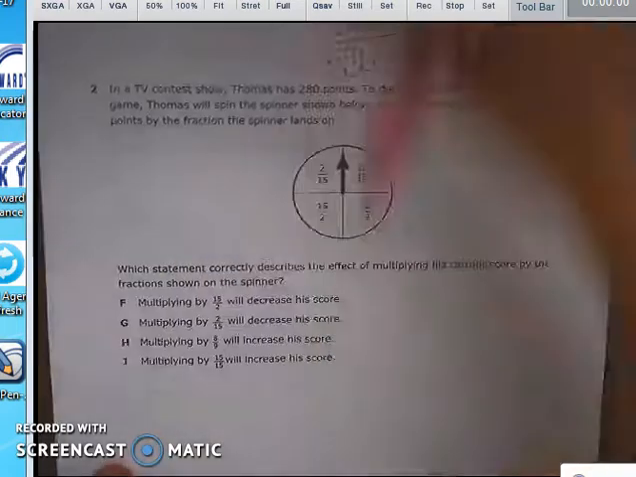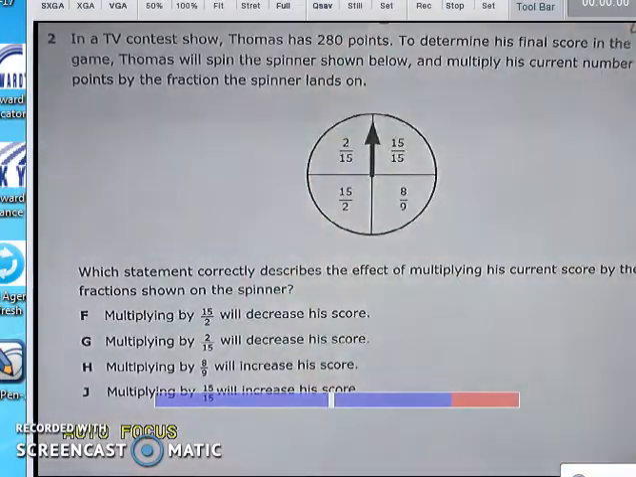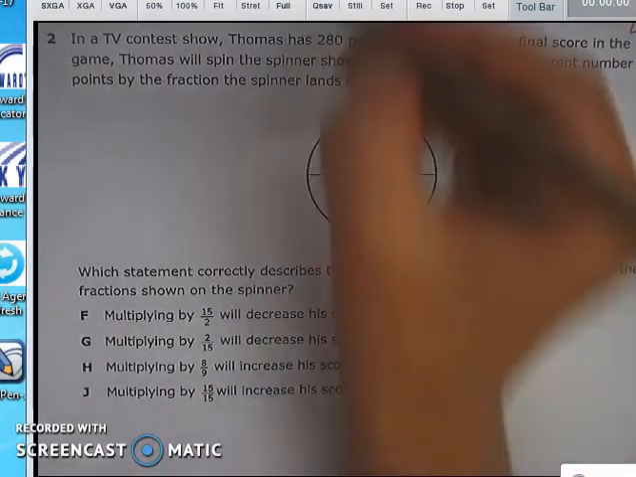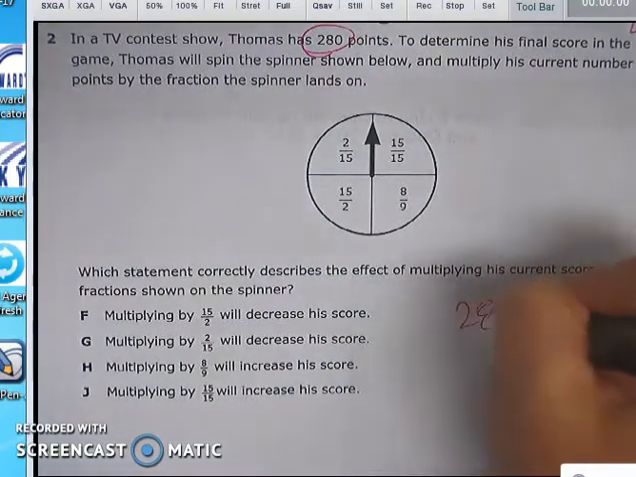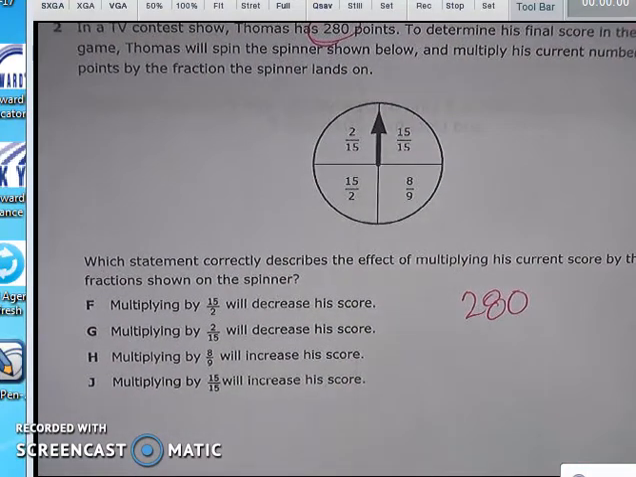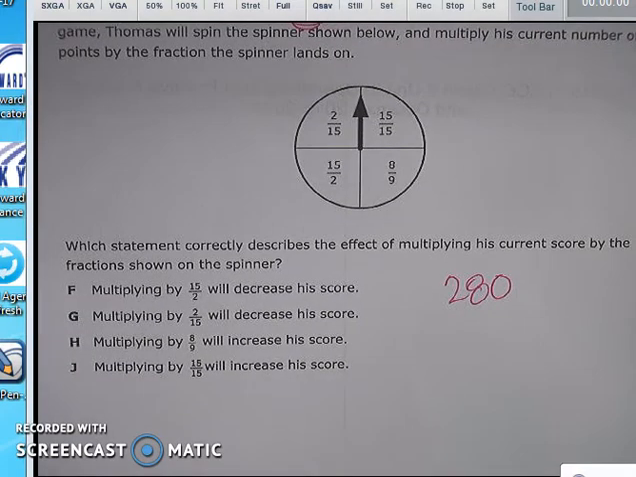Okay, so really, they're trying to trick you here. This spinner doesn't really have anything to do with it. Okay, so he has 280 points. On the review, you should have written that long blurb about when you multiply by a fraction less than 1, your score will decrease. If you multiply by a fraction that's equal to 1, your score will stay the same. If you multiply by something over 1, that will increase your score. All of that was on your review. This question, you don't have to do any work on. If you studied your review, you should have gotten this correctly.